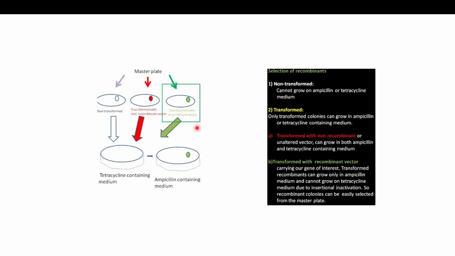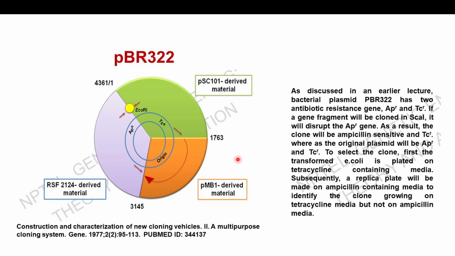This is the same thing that we talked about earlier. The ones growing on tetracycline containing medium are the transformants, and the ones not growing on the ampicillin containing medium are the recombinant ones.